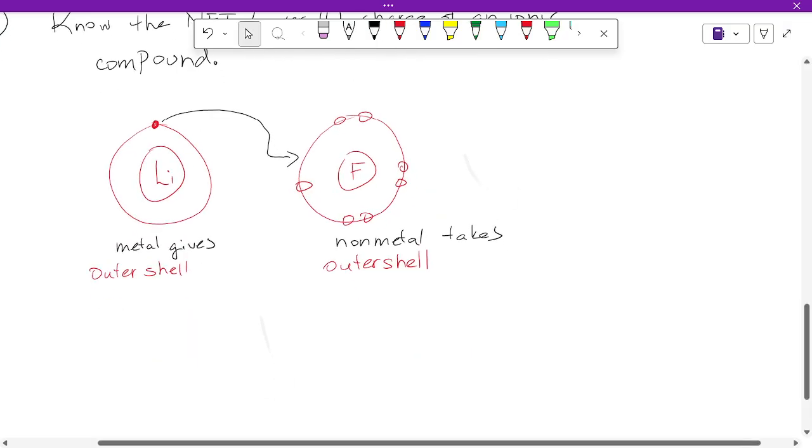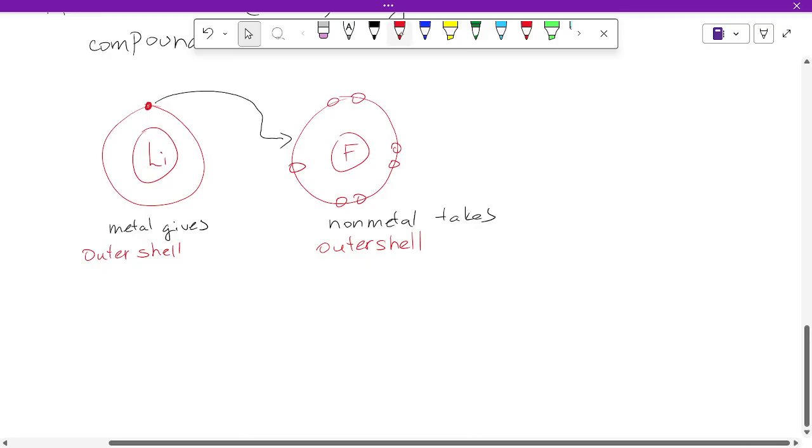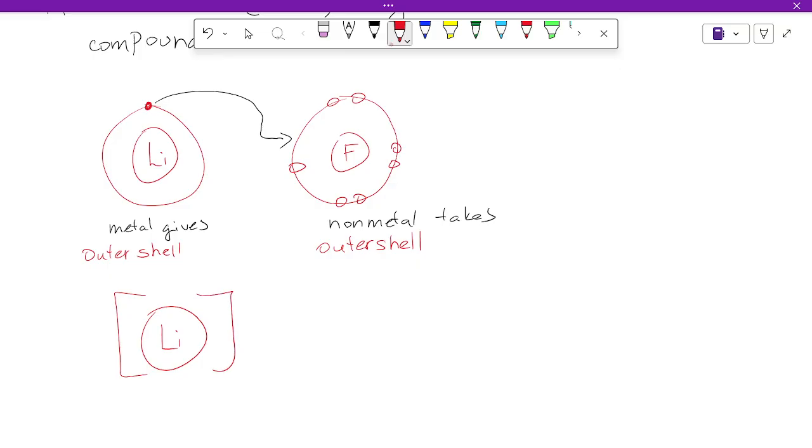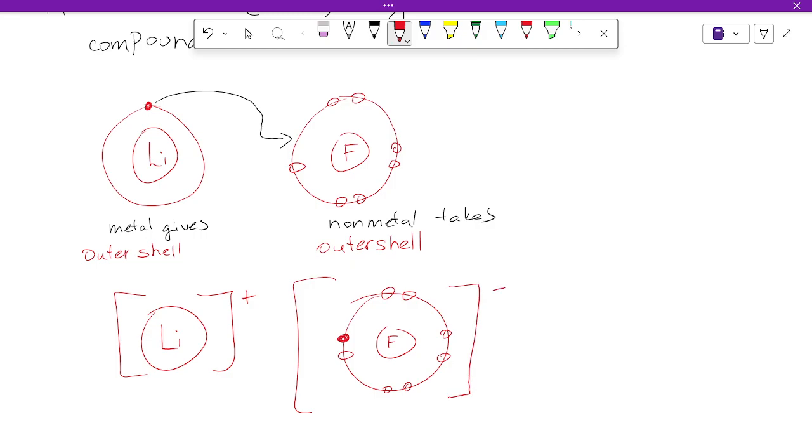And what do we end up with? We end up with Li positive, and we end up with F, 1, 2, 3, 4, 5, 6, 7, with an extra 1, negative. I'll give you a minute to copy that down if you want to.